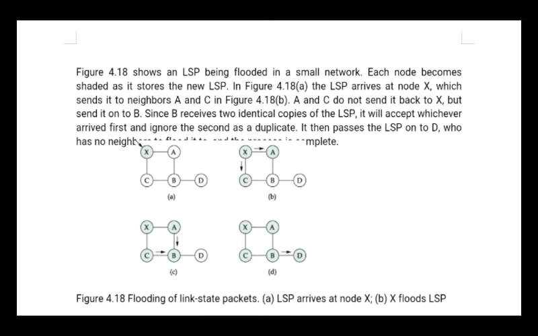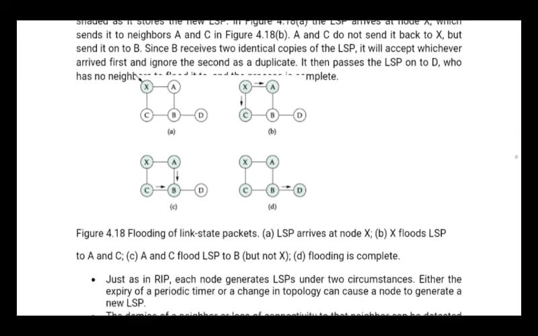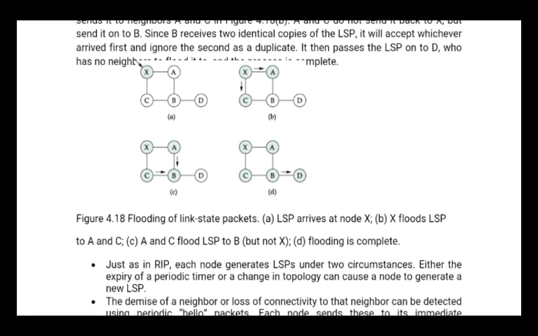When A and C receive it, they do the same process. They update the routing table by checking the sequence number and so on. Then they forward it to B. They will not send it to X once again. This is what is called flooding. They forward the information to all other nodes, except the link from which they have received the packet.